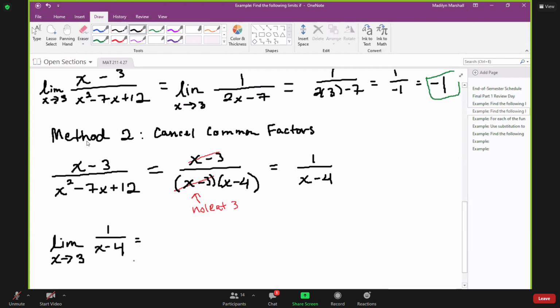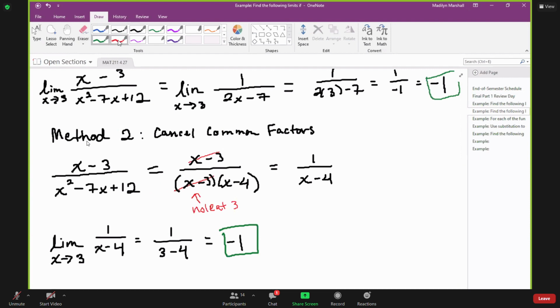So we do the limit of the reduced version of the rational function, and then we can just plug in 3. And we would get negative 1 again. So either of those methods will work. We got the same thing either way. So it really doesn't matter which one you do. I don't care. As long as you do one of these correctly, that's fine.